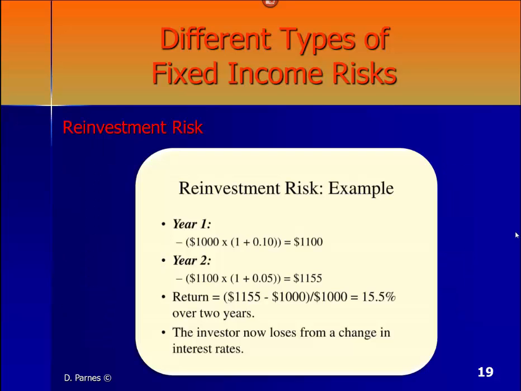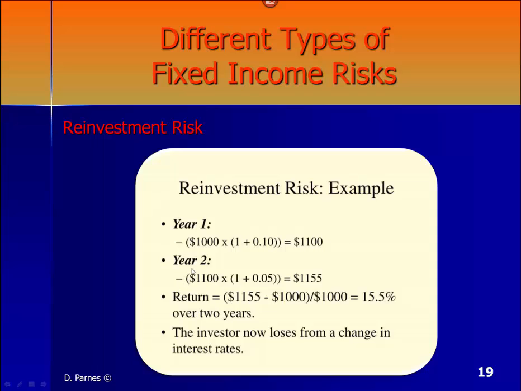Let's see a couple of examples. First of all, conceptually, let's say that the interest rate comes down over time. Let's say that you have $1,000 to invest. First, you get 10% return. So after 1 year, you will get the principal times 1 plus the interest rate of 10%. You will end up with $1,100.